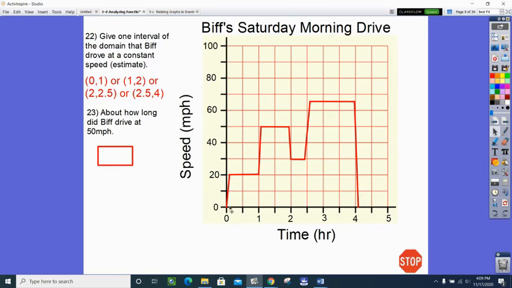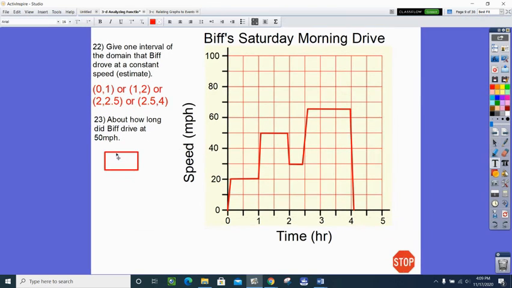So I'm saying 0 to 1, definitely with parentheses because it doesn't start exactly at 0. It also happened between 1 and 2, a little bit more than 1, a little bit less than 2. From 2 to about 2.5, and from 2.5 to about 4. And again, we know there's some time in there that's accelerating, or eventually over here, we would be talking about decelerating. And about how long did Biff drive at 50 miles per hour?